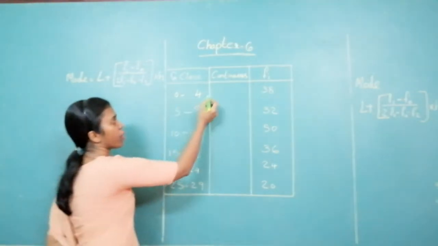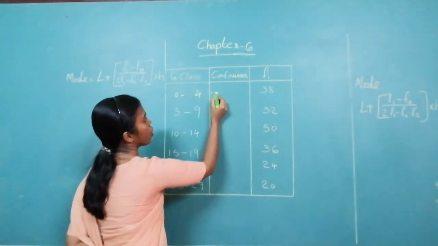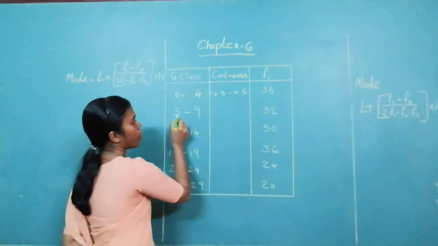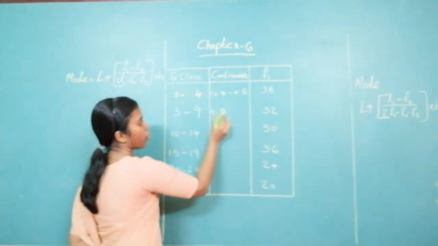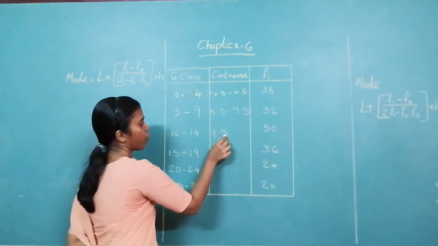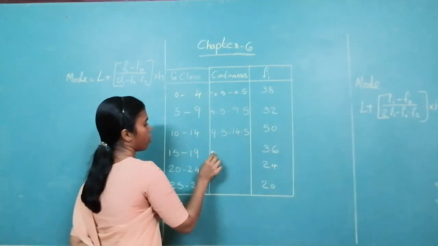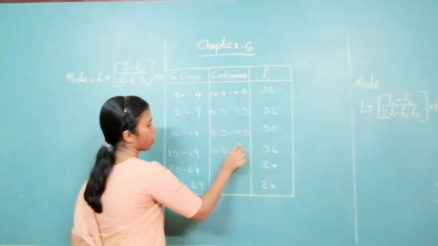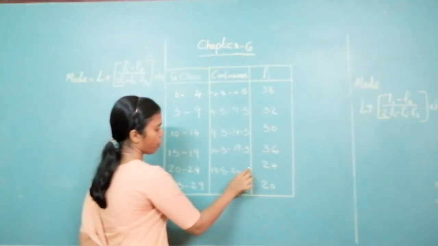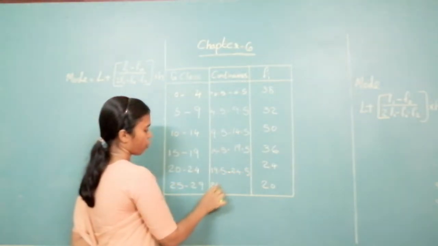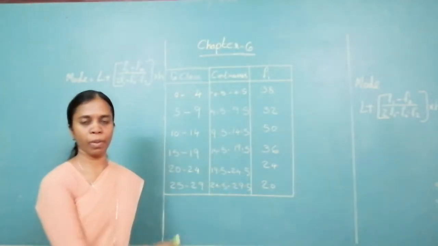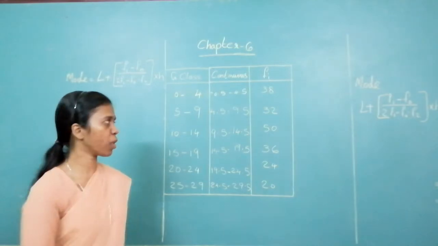When you subtract 0.5, you will be getting minus 0.5 to 4.5, then 4.5 to 9.5, then 9.5 to 14.5, 14.5 to 19.5, 19.5 to 24.5, and 24.5 to 29.5. By now I am sure that you know how to make the class interval continuous.